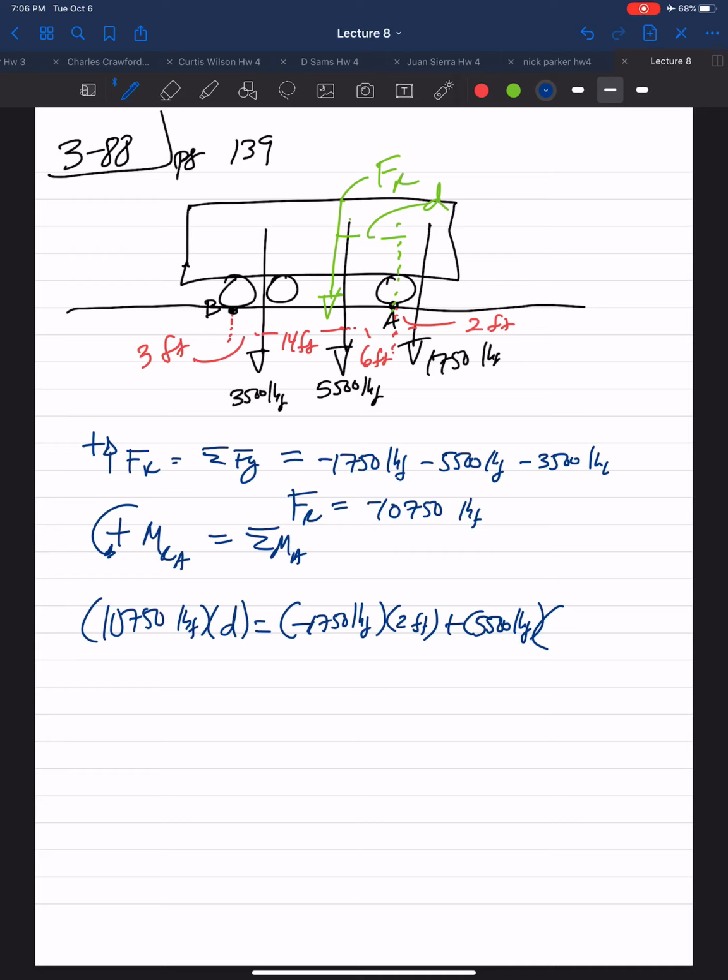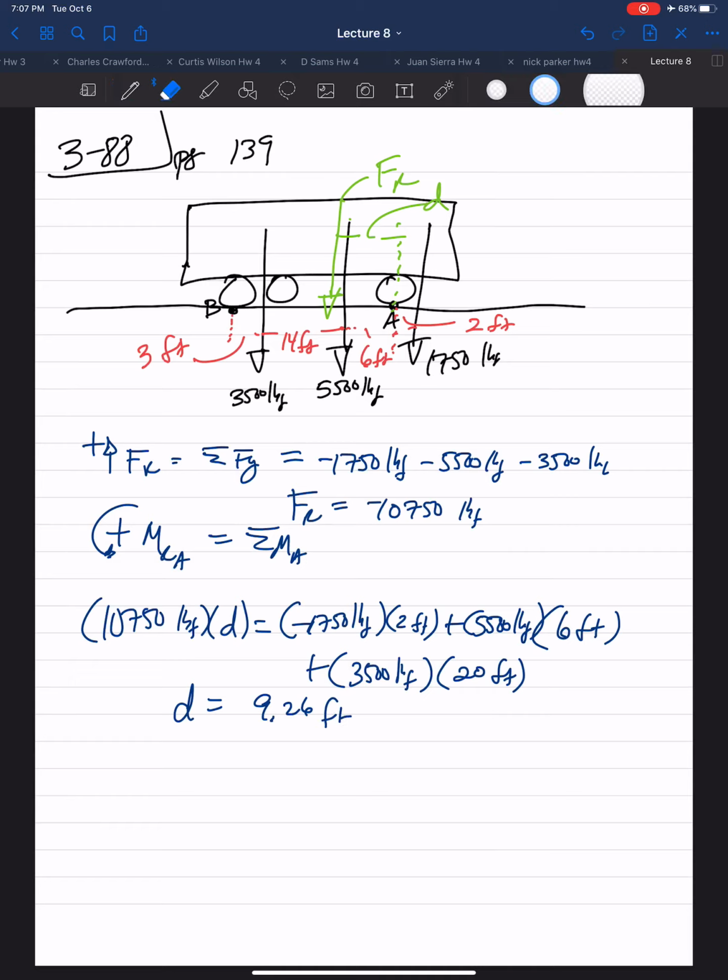The distance from the 5,500 pound force to point A is 6 feet. And last but not least, the 3,500 pound force causes a positive moment, counterclockwise. And that distance there is 14 feet plus 6 feet, which is 20 feet. Solving this out for D, D equals 9.26 feet. That is where the line of action of the resultant force is from point A.